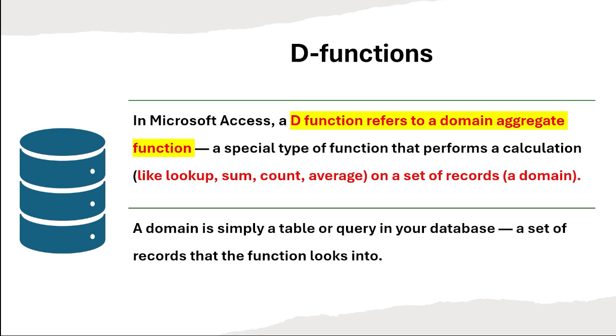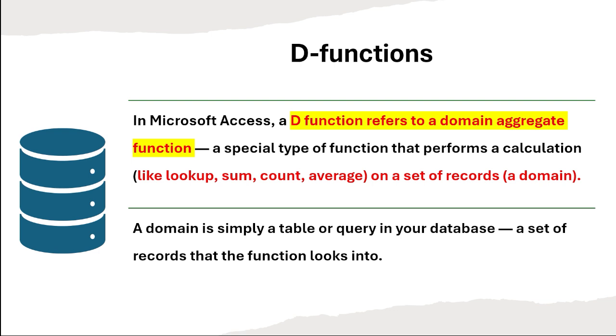Okay, so the D function is basically a domain aggregate function. This is a special type of function that is used to perform calculations like lookup, sums, count, average, maximum, minimum, etc. And the domain we are referring to here is simply a table or query.